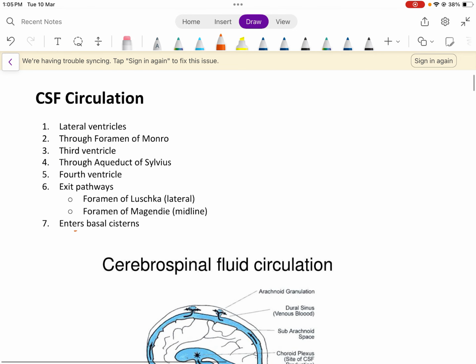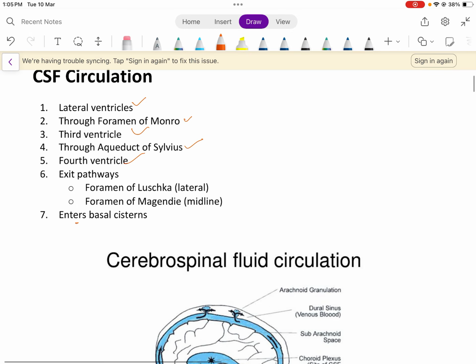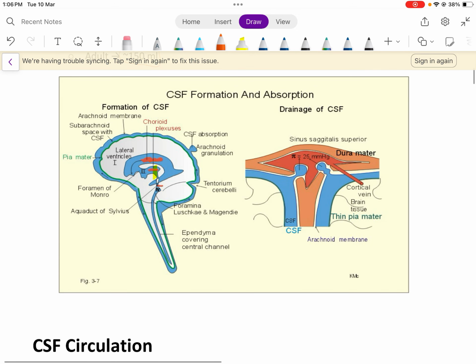The circulation of CSF, whatever I just told you: the lateral ventricles, through the foramen of Monro, you enter the third ventricle, through the aqueduct of Sylvius, the fourth ventricle, and then the exit pathways, that is the foramen of Luschka and Magendie. The CSF is going to enter the basal cisterns. This was exactly what I told you.